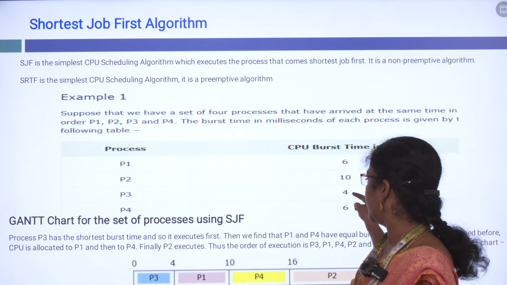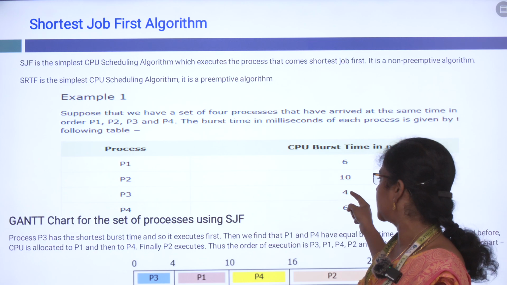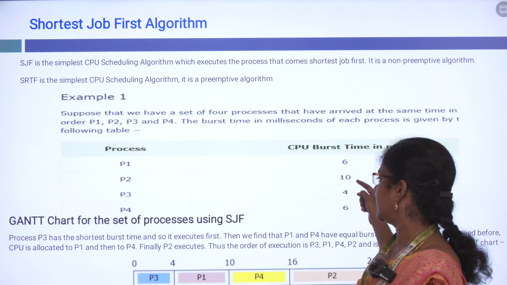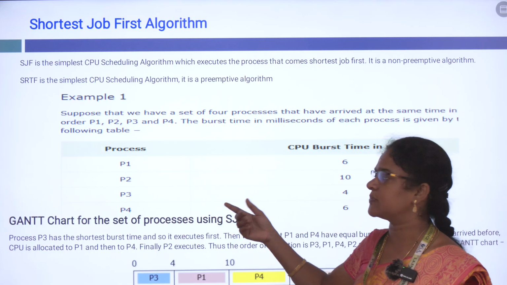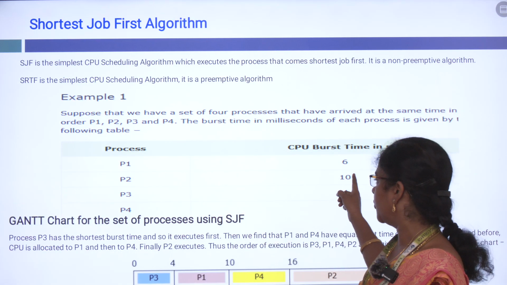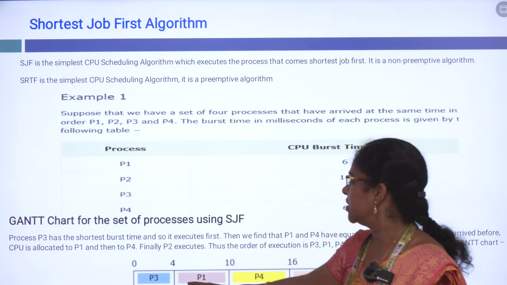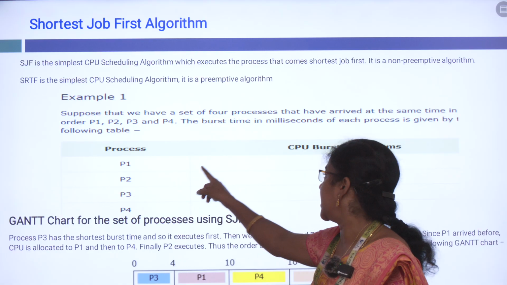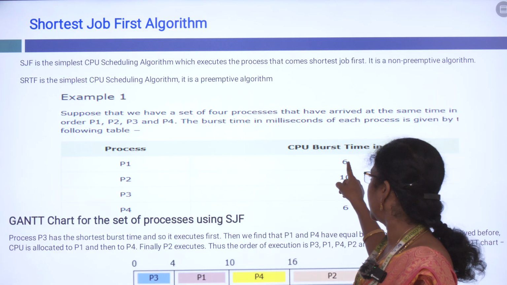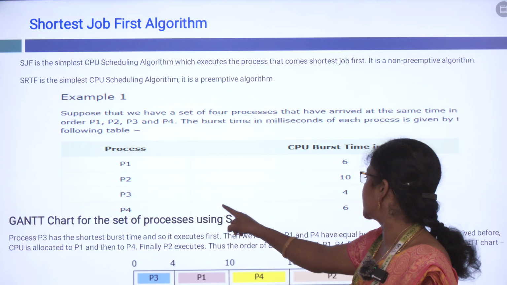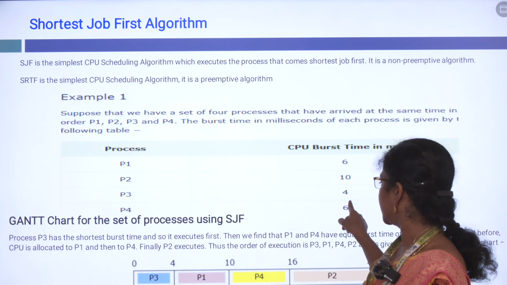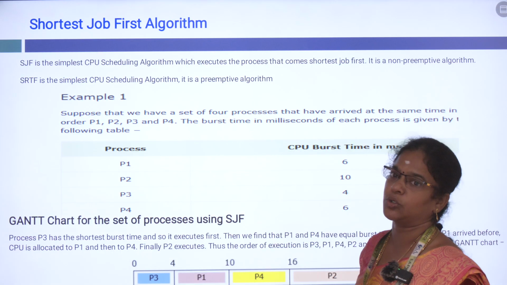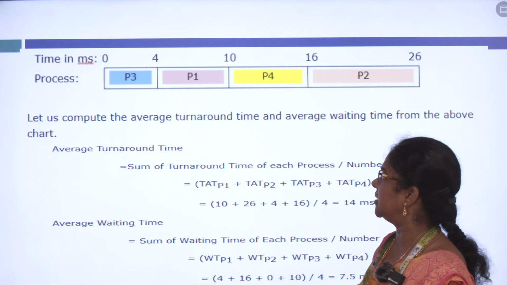So the first process with the shortest job is 4, so we start with process P3. Next, both are 6, so we start from the first process, P1, next is P4, last one is P2. So same, 0, next burst time is 4, so 0 to 4. Next process is P1, so 4 plus 6 is 10. Next process is P4, 10 plus 6 is 16. Next process is P2, 10, so 16 plus 10 is 26. Okay, this is the Gantt chart.